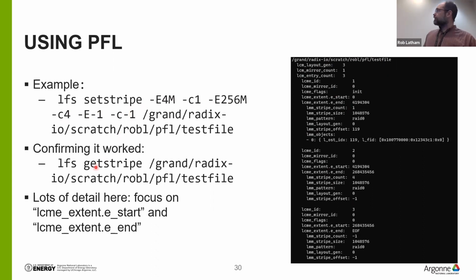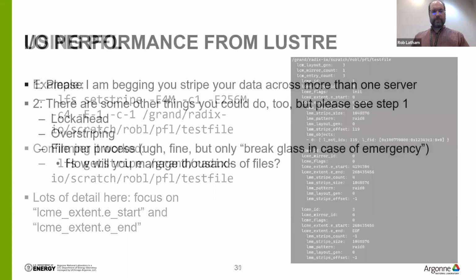And did it work? Well, we can use this lfs getstripe tool to get some output here. Lots of detail, but the important part here is the extent number. So the first 4 megabytes are going to have a count of 1. And the next 256 megabytes have a count of 4. And for the rest of the file, to end of file, -1, which means all the servers. Great. So I will look forward to benchmarking progressive file layout more in the future.